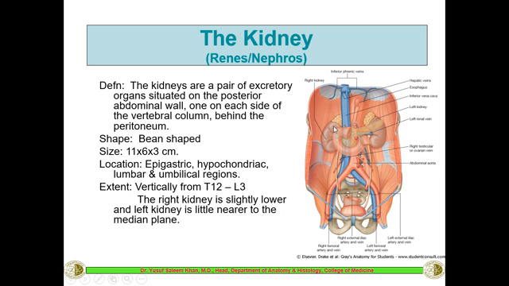On the left side, the kidney is free to ascend upwards, so the left kidney is much higher compared to the right kidney. The right kidney is slightly lower than the left one. It is also seen that the left kidney is a little nearer to the median plane. If you take a vertical plane in the center, that is called the median plane. So the left kidney is slightly closer to the median plane compared to the right kidney.